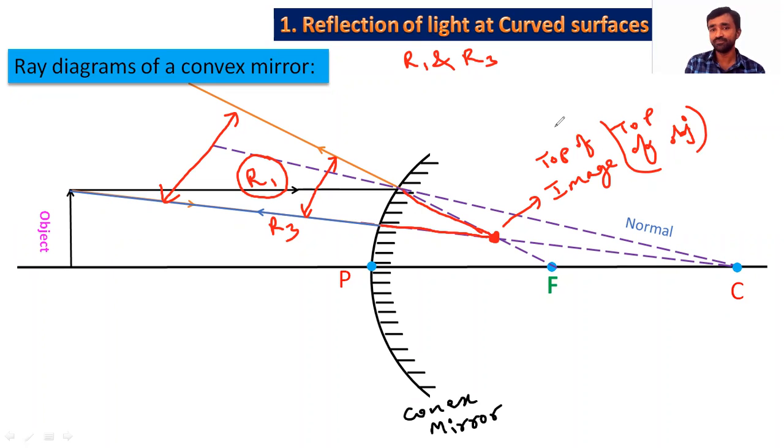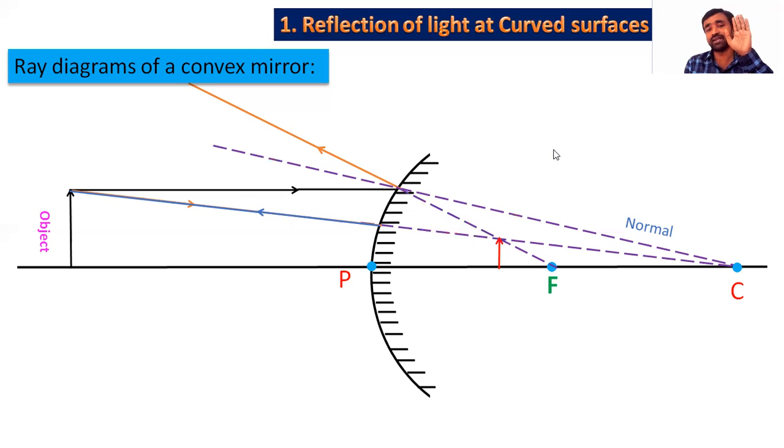Where is the bottom? Always the bottom is on the principal axis. Then what to do? We have to construct a perpendicular to the point of the image, the top of the image. So I will clear this information. Now look at it. Is it clear?